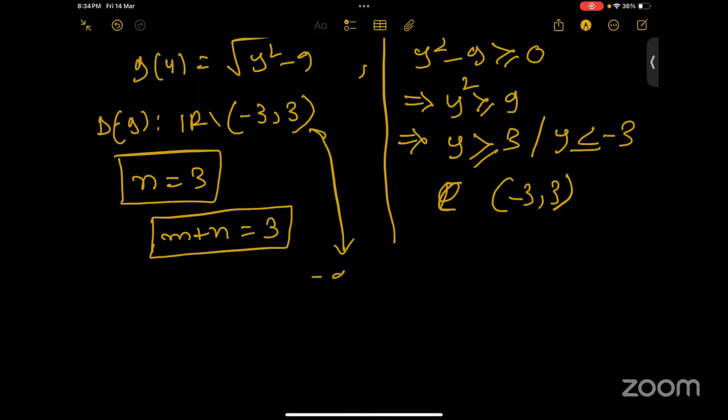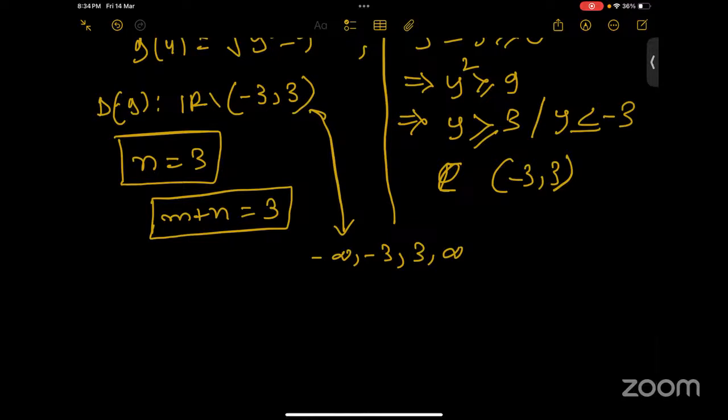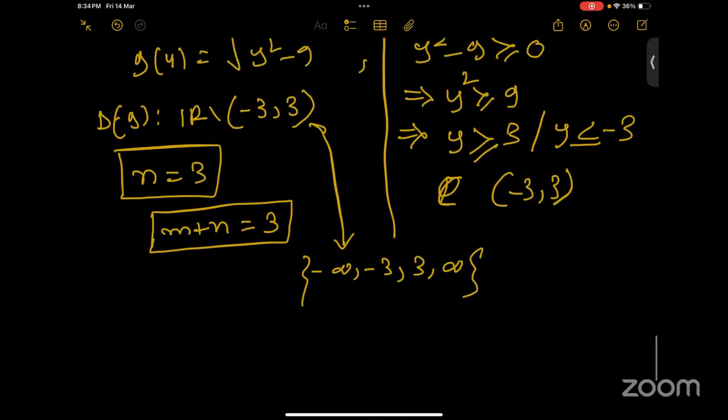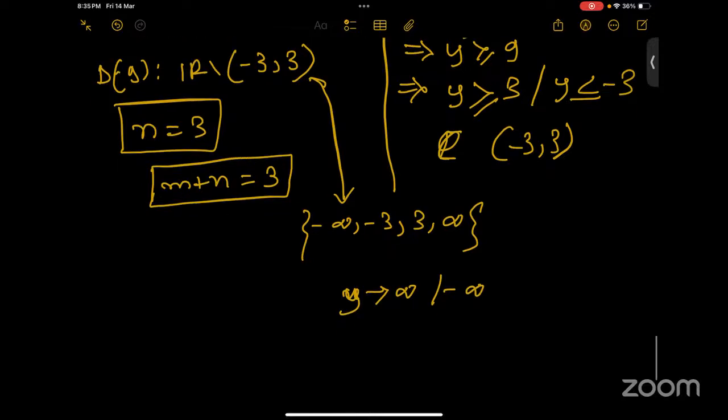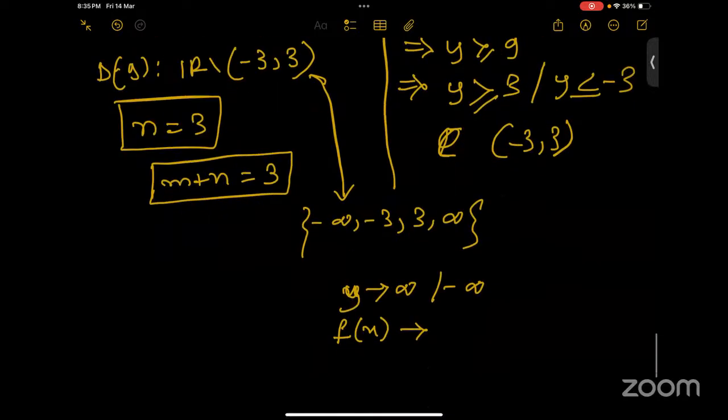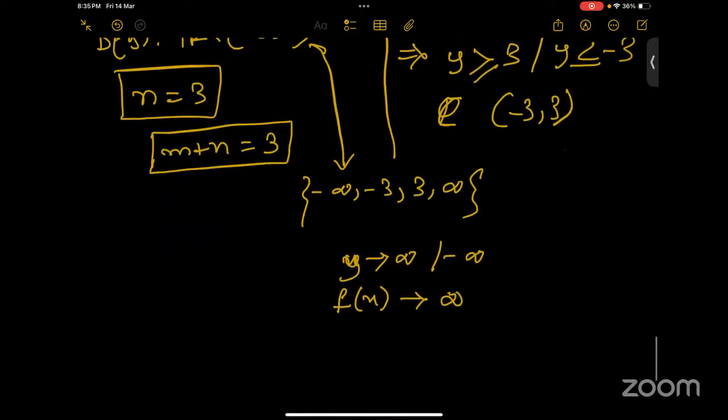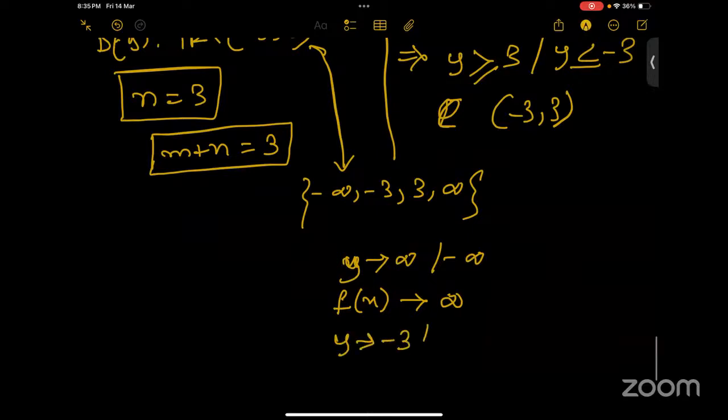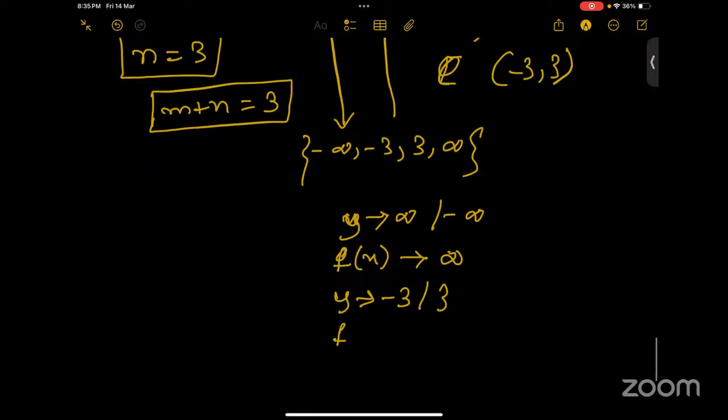Similarly, what are the boundary points? Minus infinity to minus 3, union 3 to infinity. The boundary points only: infinity, minus 3 and 3. These are the boundary points, right? So we will check the function here only. When y is tending to infinity or minus infinity, then what is the functional value? Infinity, tending to infinity in both the cases, right? And if y is tending to minus 3 or 3, then g of y is 0.